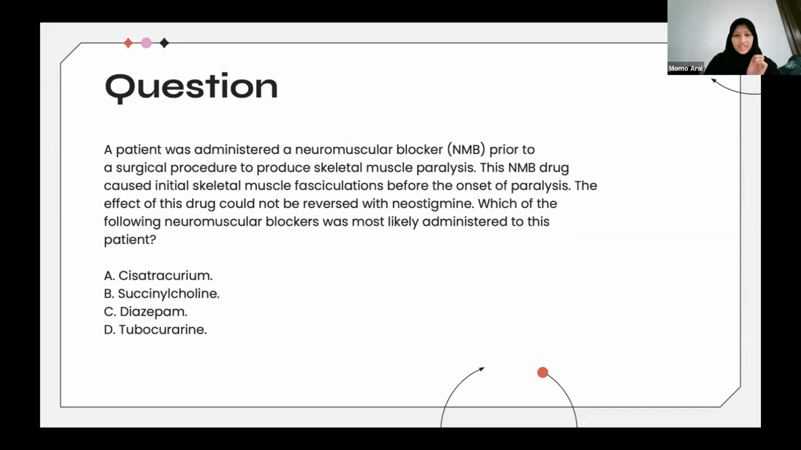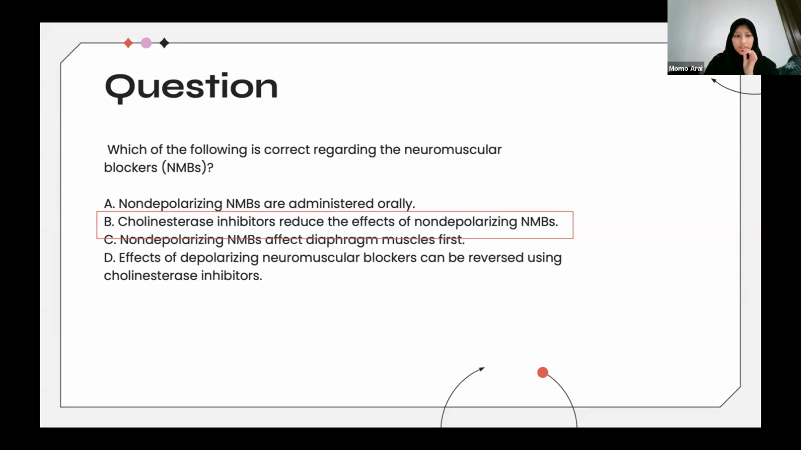But is this clear? Does anyone have any questions? Okay, clear, good. So that's what I mean. It's like two drugs are acting at the same time. One of them reduces the effect of the other because it blocks the inhibitor.